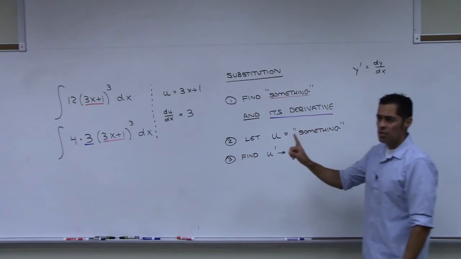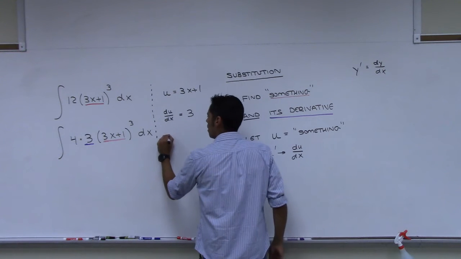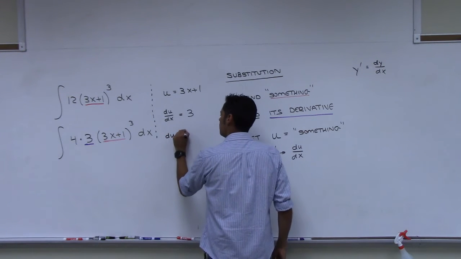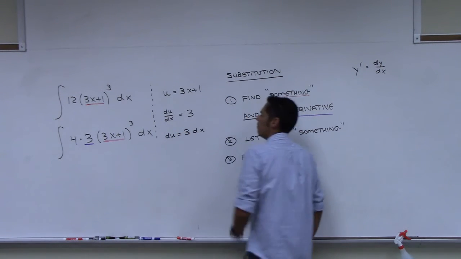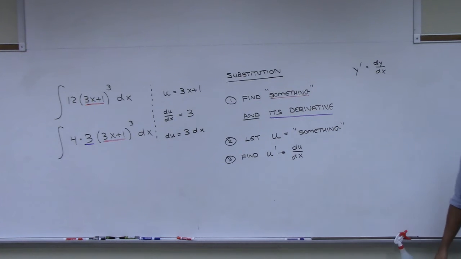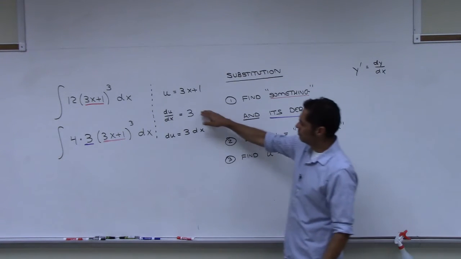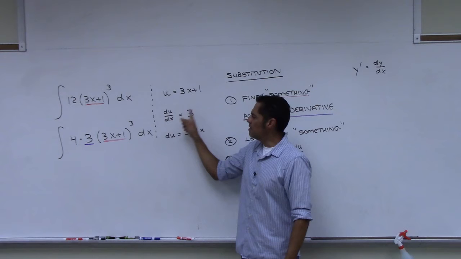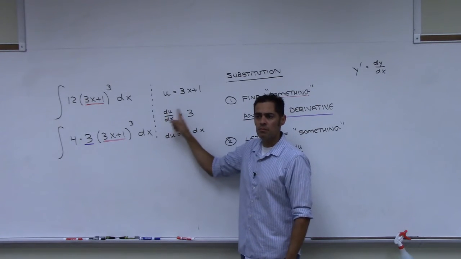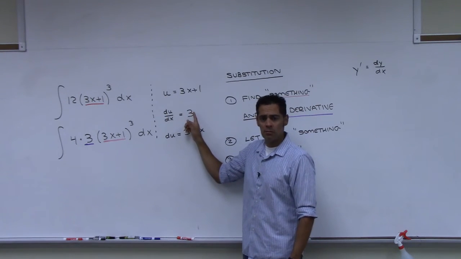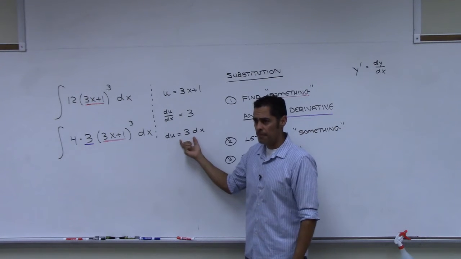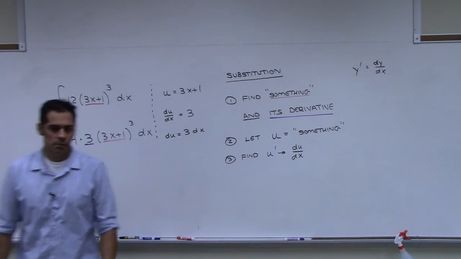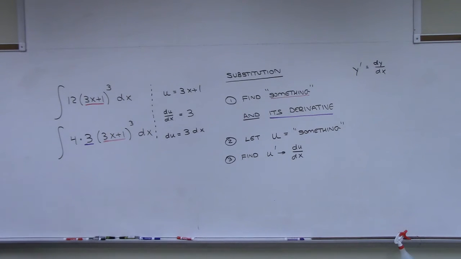I'm going to do one more additional thing here, and you tell me what I did. What did I do to get from that second line to the third line? I just basically multiplied dx on both sides. So is that fair? We got this? All right.